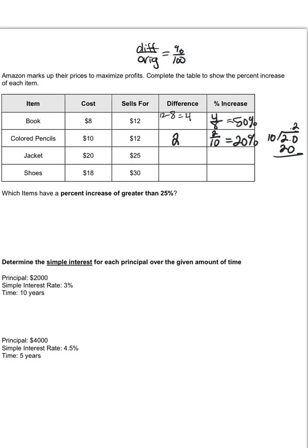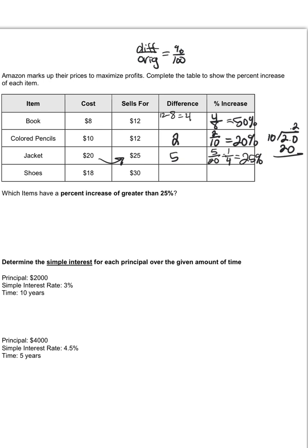The jacket, my difference from 20 to 25 is 5. So I'm going to have 5 over 20. I know that 5 over 20 can reduce down to 1 over 4, which is 25%.